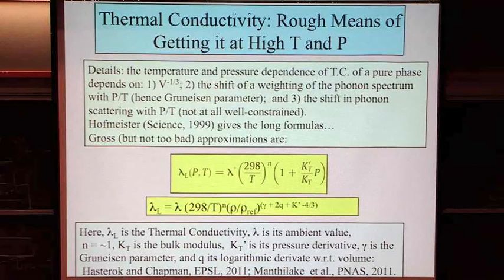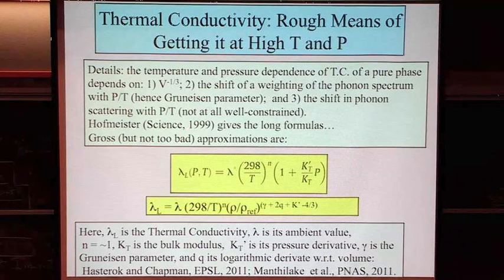Oh, there's that phonon word again. The shift of a weighting of the phonon spectrum with pressure and temperature. Suffice to say, how the lattice vibrations change as a function of pressure and temperature. That's all this fancy verbiage means, which goes back to Mark's earlier question. And the really uncertain thing is how much scattering between lattice vibrations changes as a function of pressure and temperature, and that's not at all well constrained.